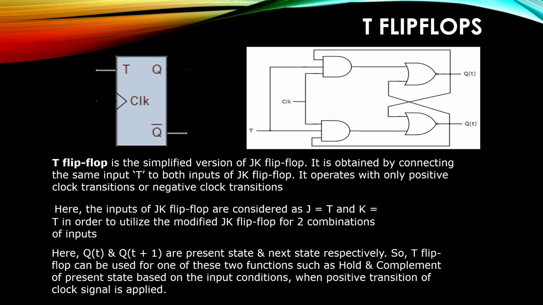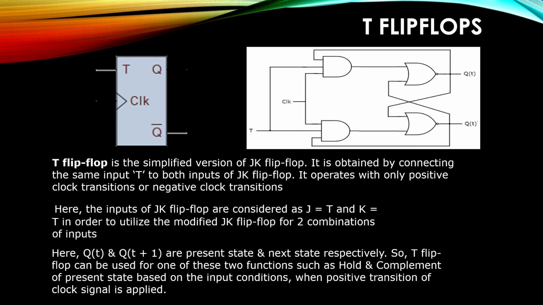Moving on to the T flip-flop. The T flip-flop is the simplified version of the JK flip-flop. It is obtained by connecting the same input T to both inputs of the JK flip-flop. It operates with only positive clock transitions or negative clock transitions. Here, the inputs of the JK flip-flop are considered as J equals T and K equals T, in order to utilize the modified JK flip-flop for 2 combinations of inputs.